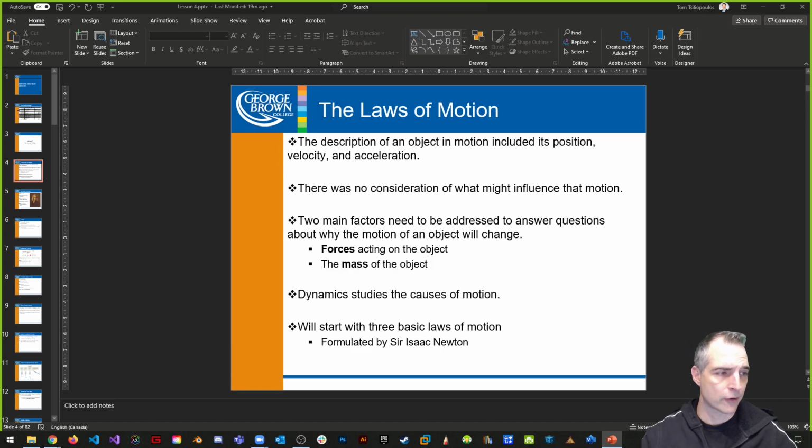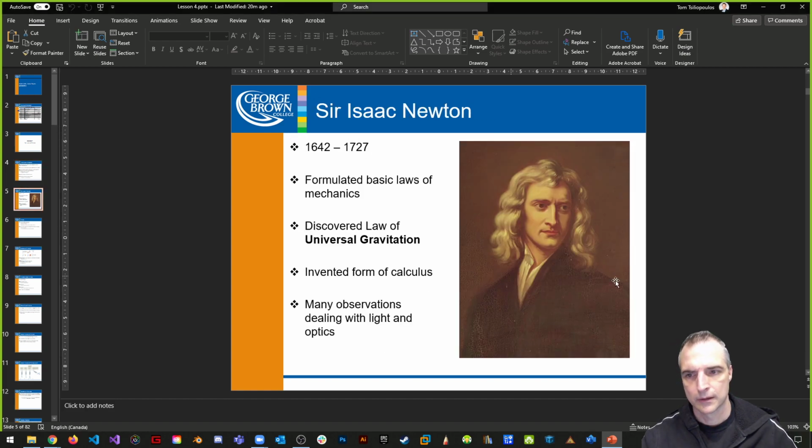And by the way, most of our physics engines, because they're concerned with rigid body dynamics and collision detection, mostly use Newtonian laws of physics for their simulations. Okay, I'm not saying that they all do, but most of them do. So Sir Isaac Newton, famous physicist, 1642 to 1727. He formulated the basic laws of mechanics. He discovered, and I like to say that, the law of universal gravitation. All right, and he also invented a form of calculus, lots of observations dealing with light and optics as well.